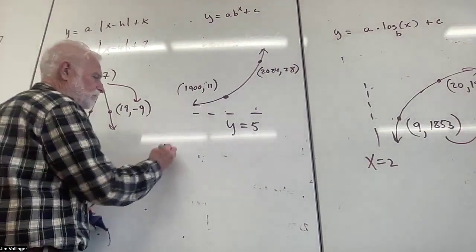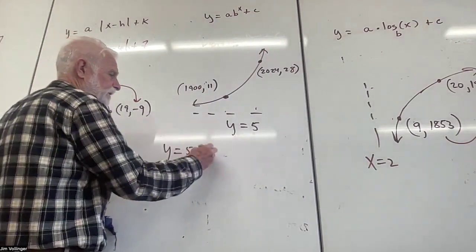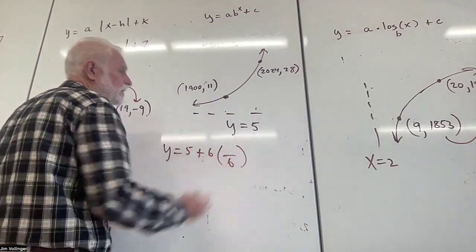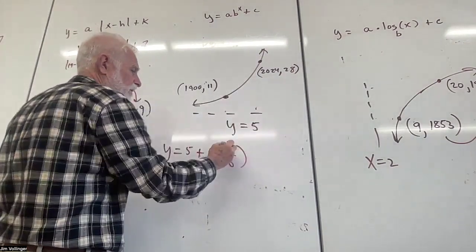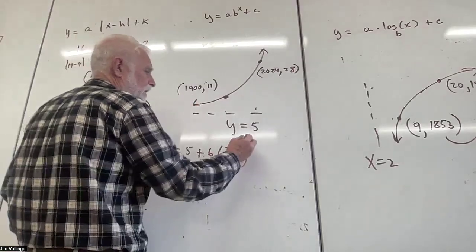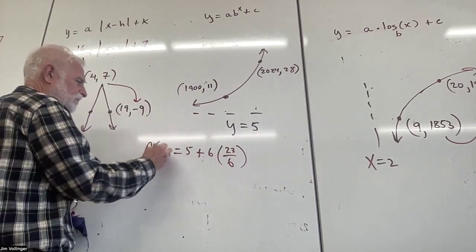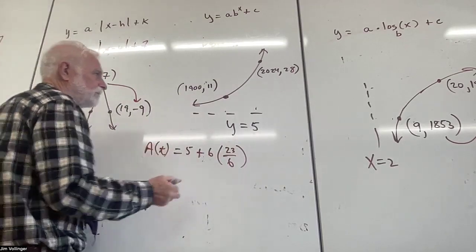So let's start with the most important Y value, which is 5. How do I get to 11? I add 6. The next time I don't add 6. The next time I go from 5 to 28, which is 23 units of change. And then we got to get our time. So let me write this as a function of time. How about A as a function of T? Amount as a function of time.